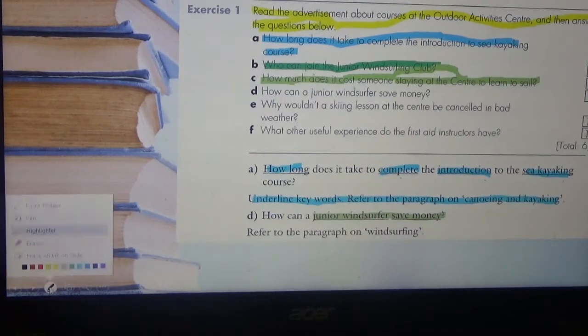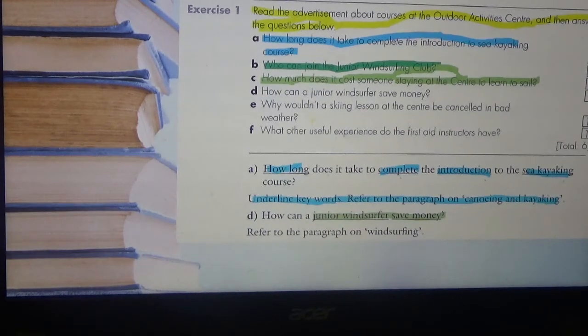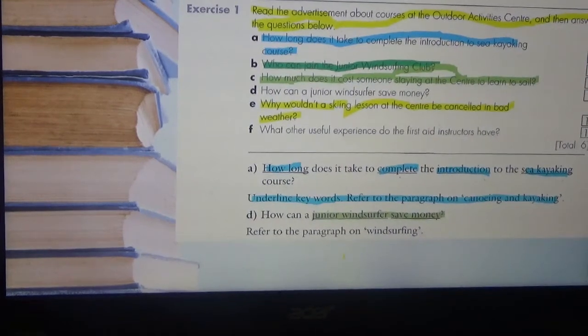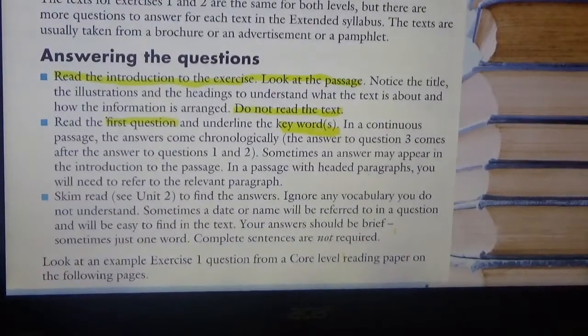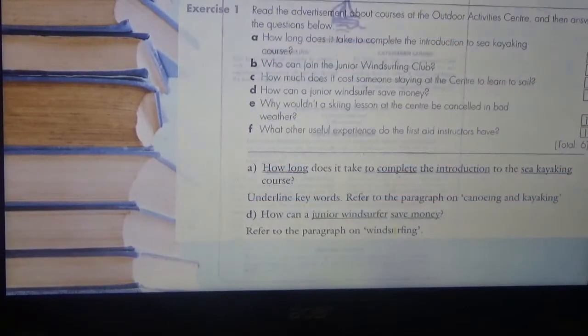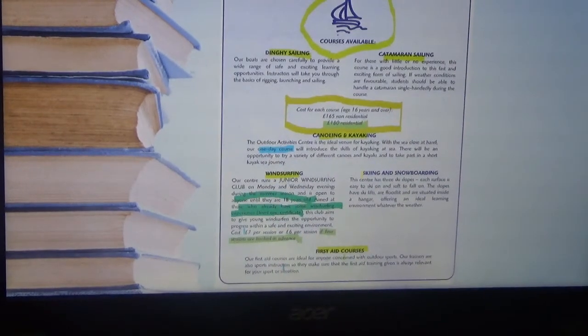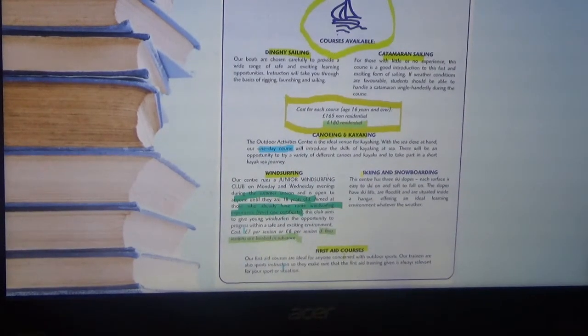Now let's go back to letter E. For question letter E, we have there, why wouldn't a skiing lesson at the center be cancelled in bad weather? So which paragraph will we go to? As you will see here in the passage sample, we shall find this paragraph about skiing. So we will try to find the reason why a skiing lesson at the center wouldn't be cancelled.